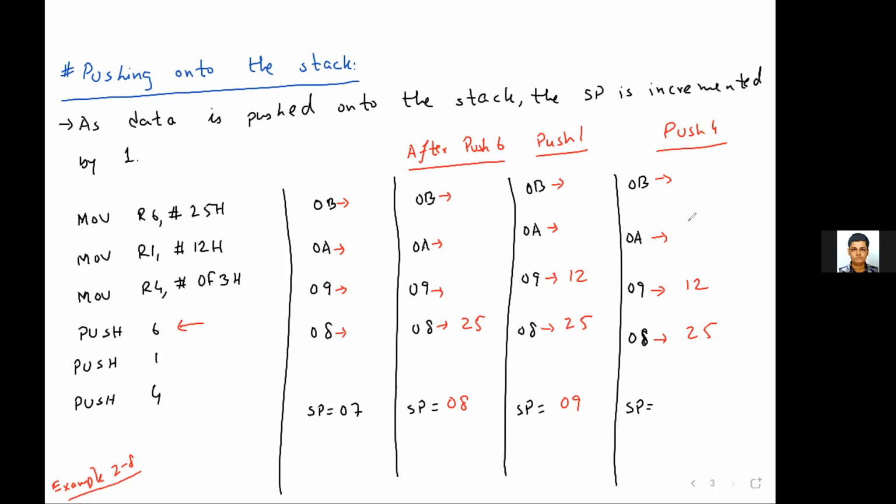Sir, 0F3. Exactly. Okay, you can simply write F3. And what will be the value of stack pointer? Sir, A. Exactly. A or 0A, whatever you like. Yeah, that is right. So is this example understood to everyone?